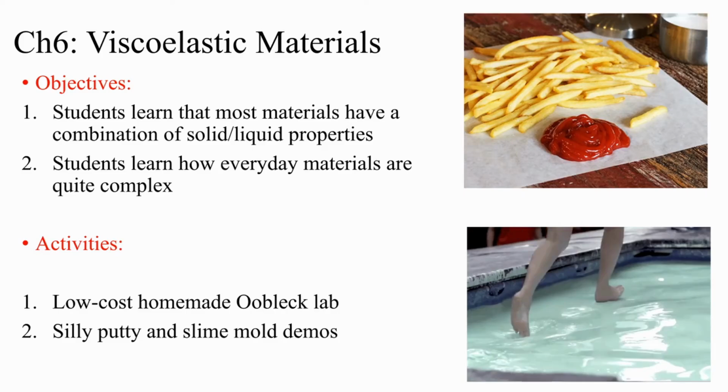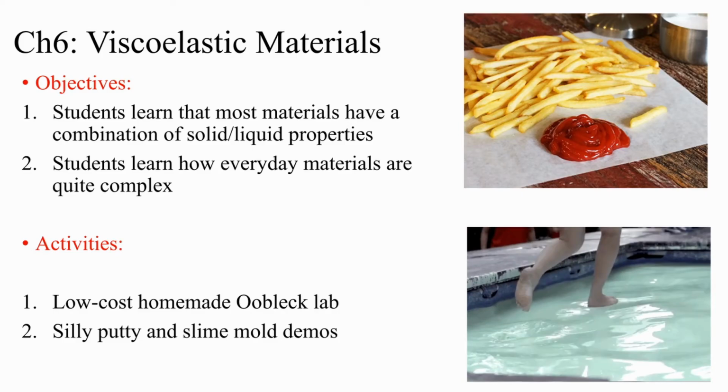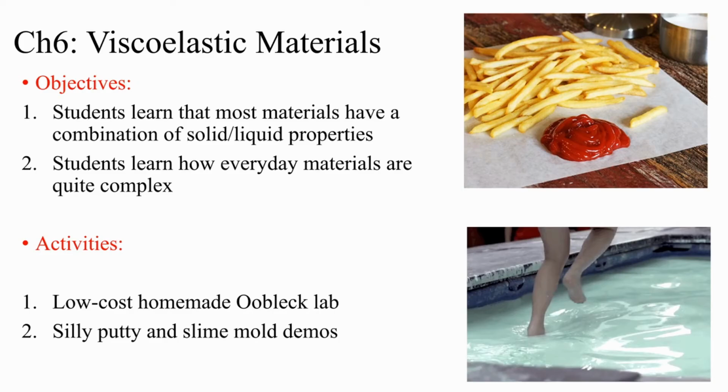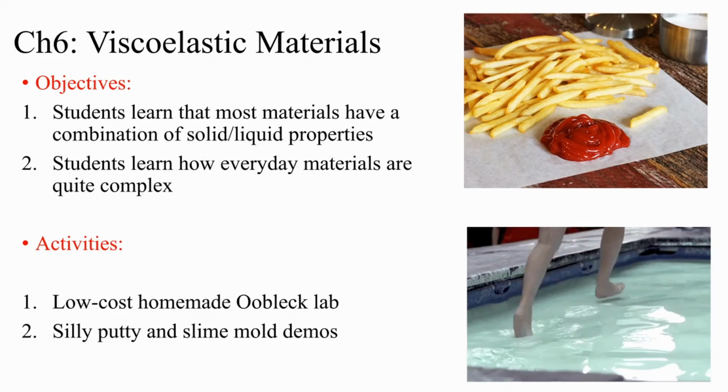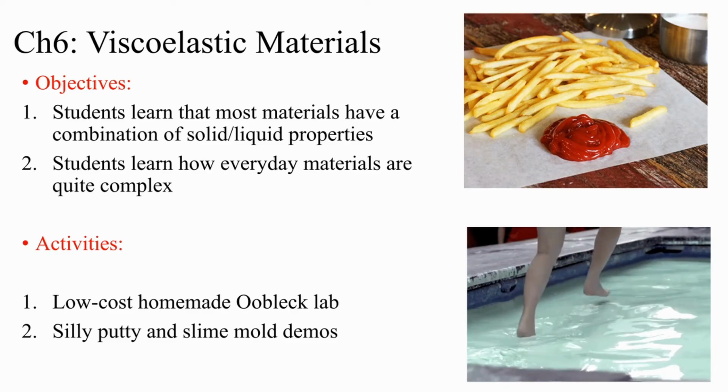Next, we talk about common everyday materials such as ketchup or cornstarch in water, and how these common materials actually are quite complex and have a combination of solid and liquid properties. Take ketchup, for example. When you pour ketchup from a bottle, it's a liquid, but once it lands on the plate, it turns out to have solid-like properties.